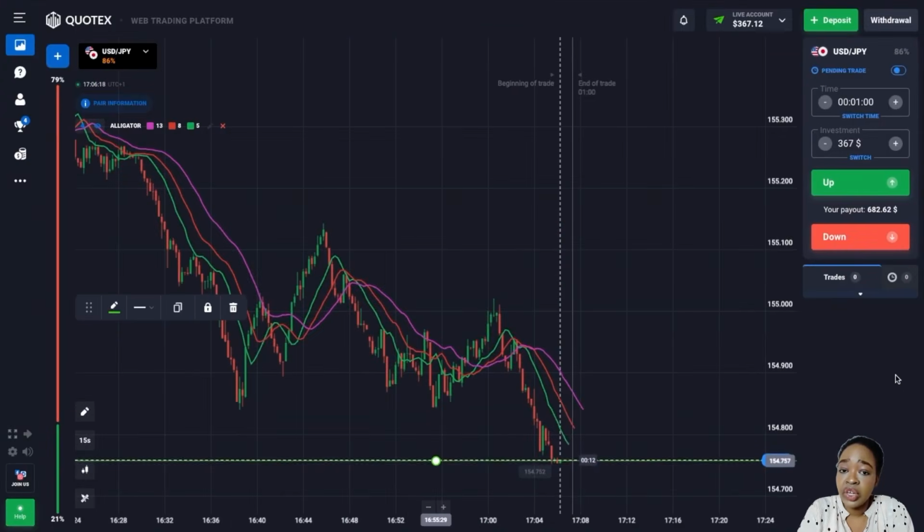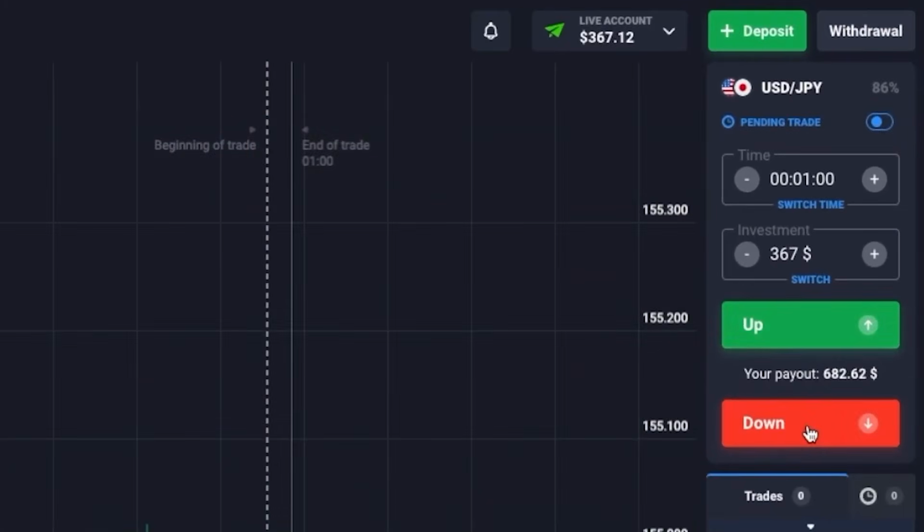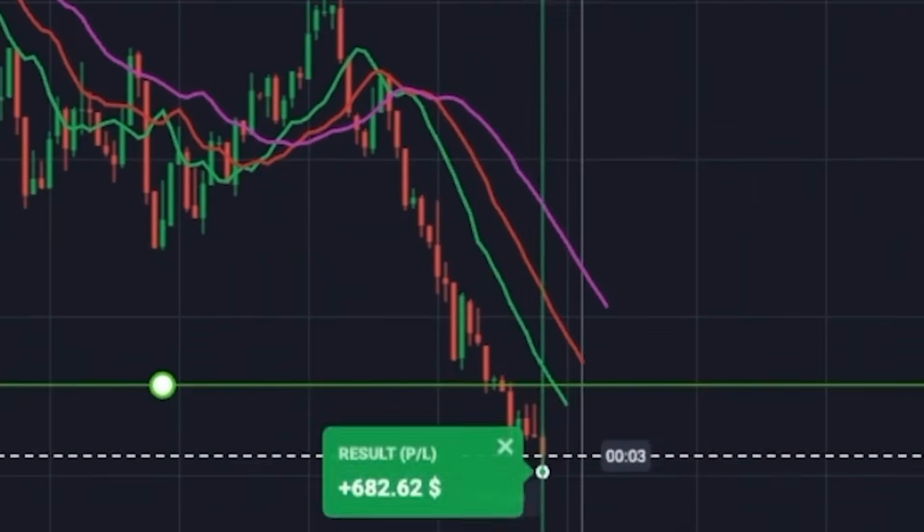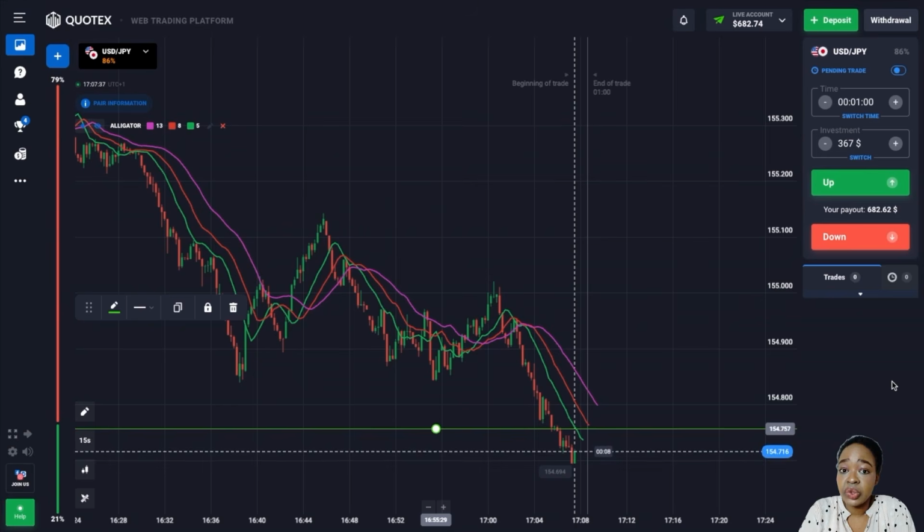I'm hoping by now you've already understood the principle of the alligator indicator. The deal already worked out perfectly thanks to the indicator, and I was able to earn twice in a row.